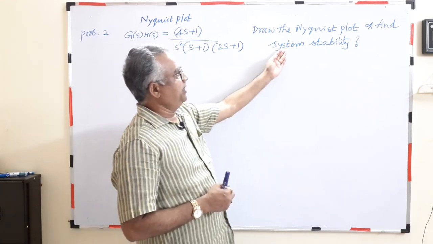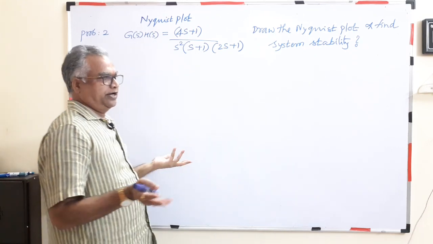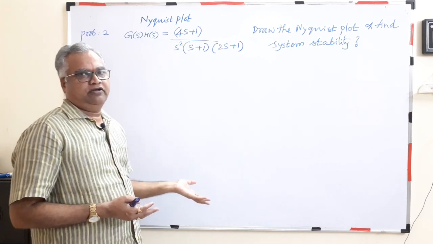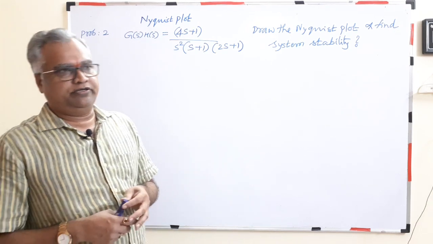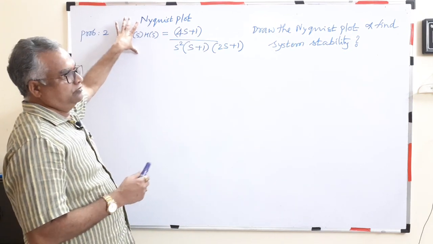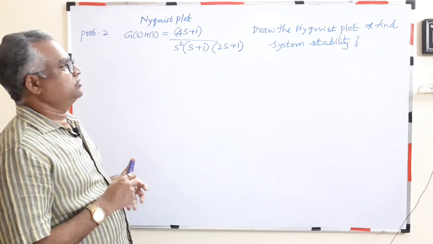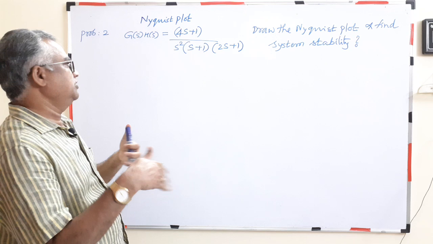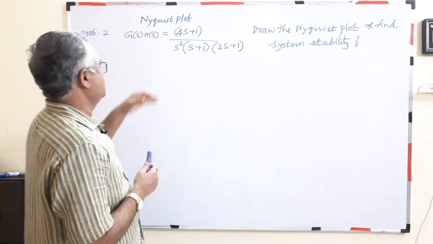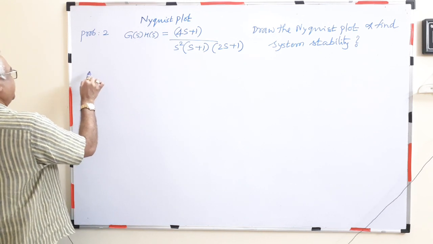When they are asking to find system stability, it means closed loop system. RH criteria, root locus, anything, open loop is given, we find out closed loop stability. So this is open loop. When you go for a feedback, the closed loop system is stable or not without solving the polynomial is the basic idea. So how to do that? What is the first step in Nyquist plot? You have to select the Nyquist path.